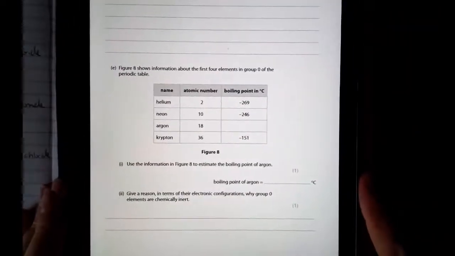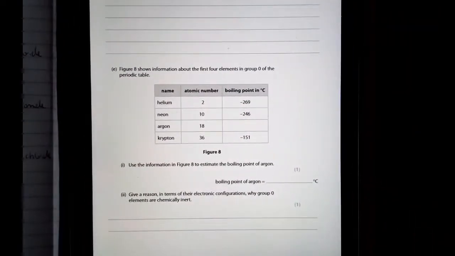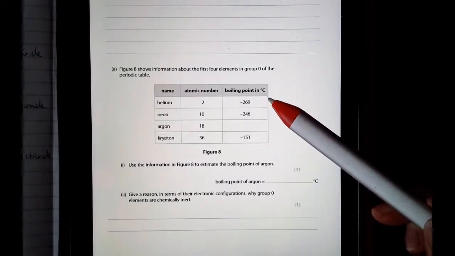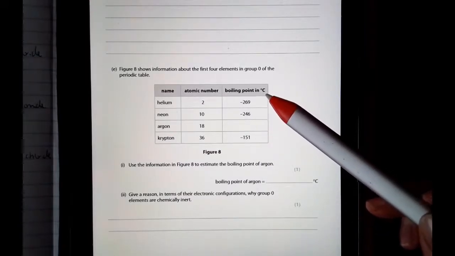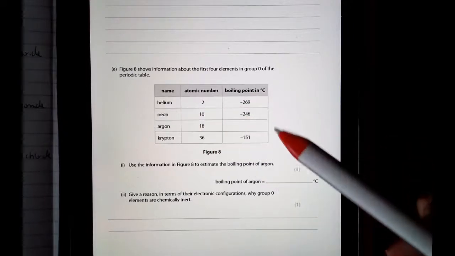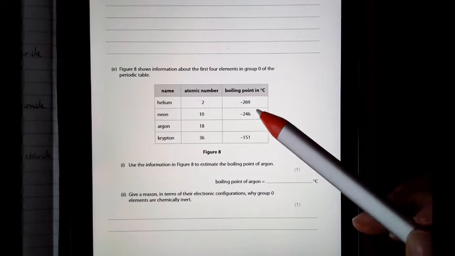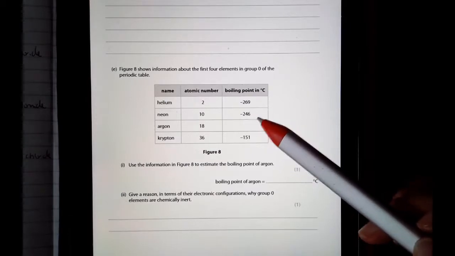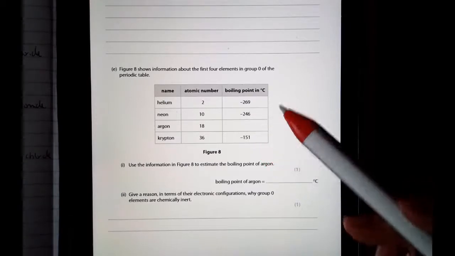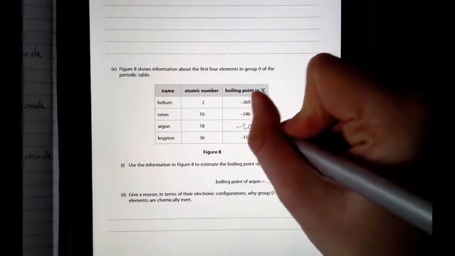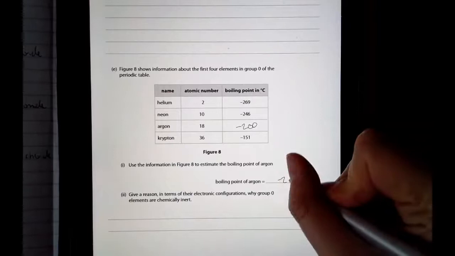If we just look at an exam question on the noble gases, there's not really that much that you need to know about them. As I mentioned before, those boiling points, you don't need to know the numbers off by heart. You just need to know that as you move down the group, those boiling points are increasing. So if you're asked to predict the boiling point of argon, you just need a number that's bigger than minus 246, but smaller than minus 151. So I'm just going to go for minus 200 because that sits in between.